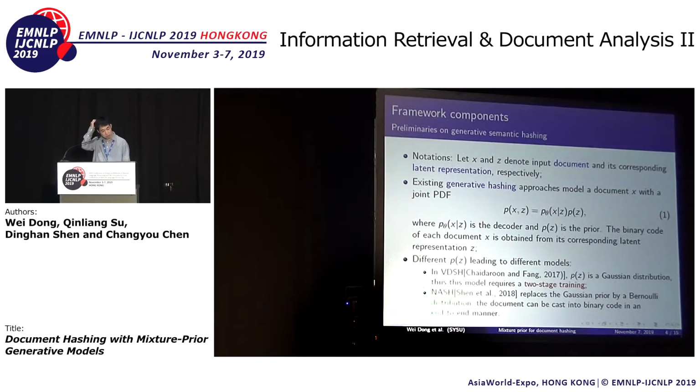Let's study some preliminaries on generative semantic hashing. Let X and Z denote the input document and its corresponding latent representation, respectively. Existing generative hashing approaches model a document with a joint probability density function P(X, Z), which is equal to P_theta(X|Z) times P(Z), where P_theta(X|Z) is the decoder and P(Z) is the prior, and the binary code of each document is obtained from its corresponding latent representation Z. And different P(Z) lead to different models.